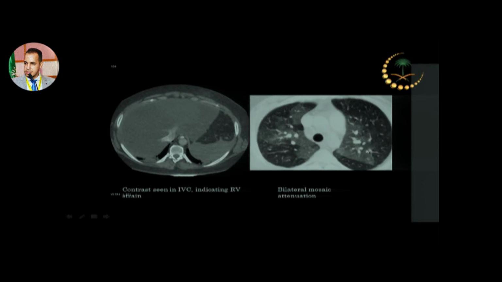One of the indirect signs is differential perfusion, where you see some areas of the lung are less perfused than others. This is not very specific for pulmonary embolism, but it can be seen in patients who have acute or even chronic pulmonary embolism, where you have areas of the lungs having less perfusion than others.